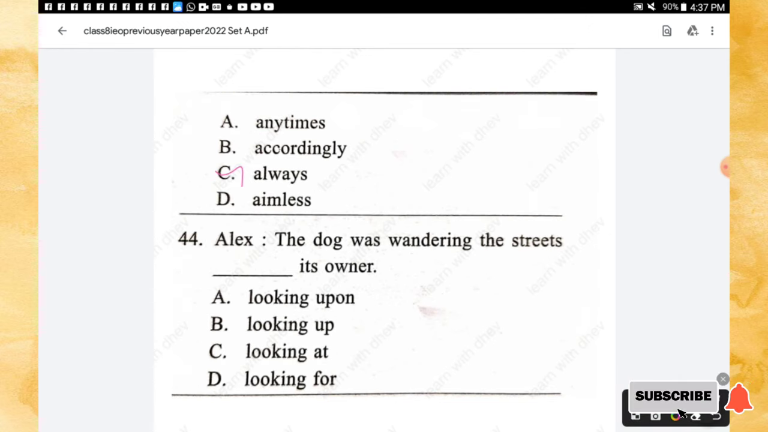Question number 44. Alex: The dog was wandering the streets, to be filled up, its owner. Options are looking upon, looking up, looking at, looking for. The right answer is, the dog was wandering the streets looking for its owner.